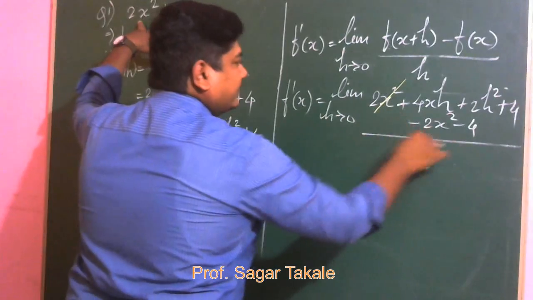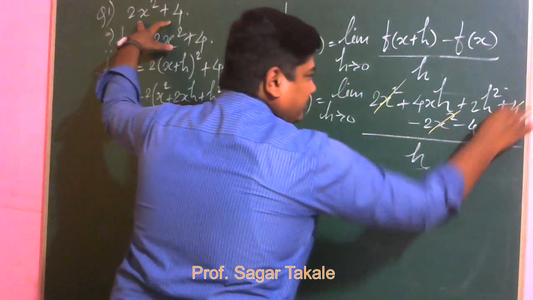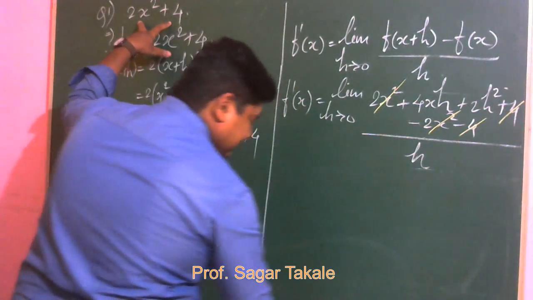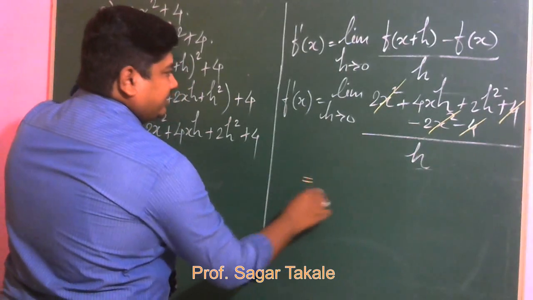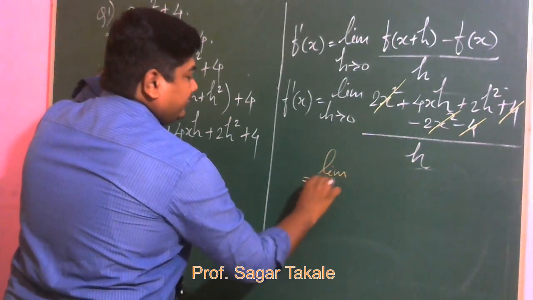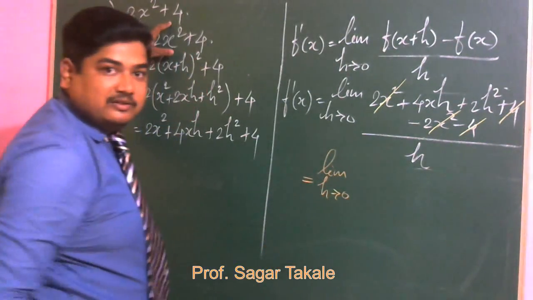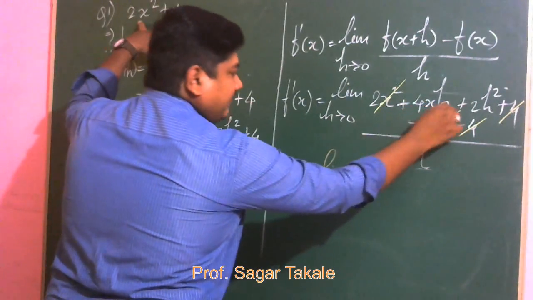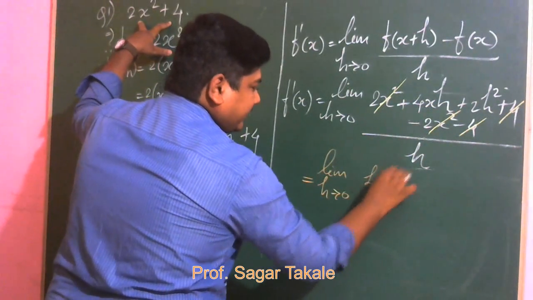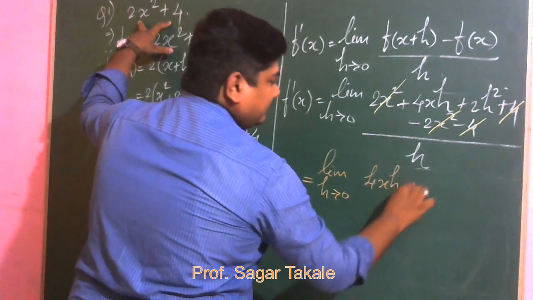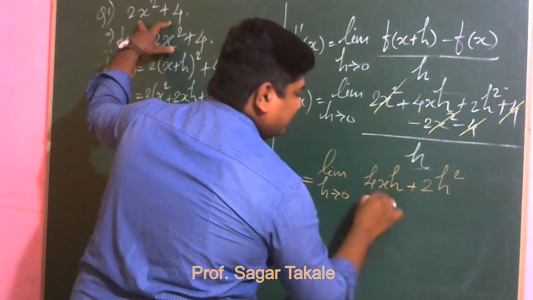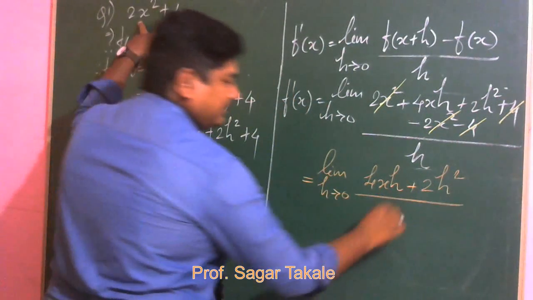Yes, 2x square and minus 2x square will get cancelled out. Plus 4 and minus 4 will get cancel out each other. What is the remaining part? Pay attention now. That is limit h tends to 0, 4xh plus 2h square whole divided by h.